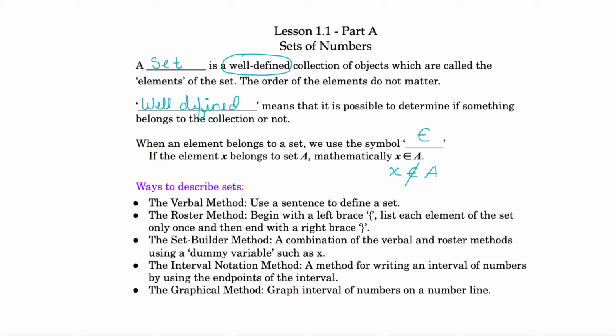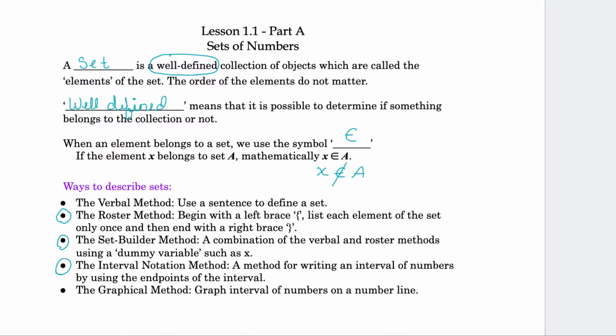There are a few different ways in which we can describe sets: a verbal method, a roster method, set builder method, interval notation, or the graphical method. Either one of these are appropriate. Typically, we will utilize the roster method. We will use set builder or interval notation. So these are the three main ones that we're going to focus on within our course.